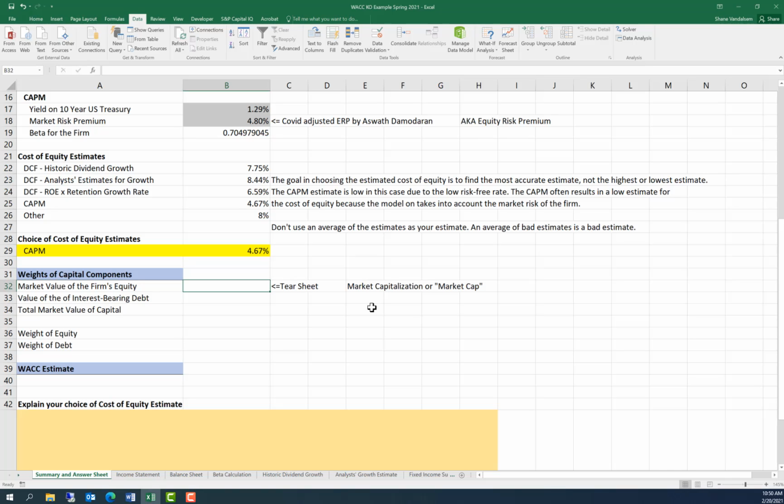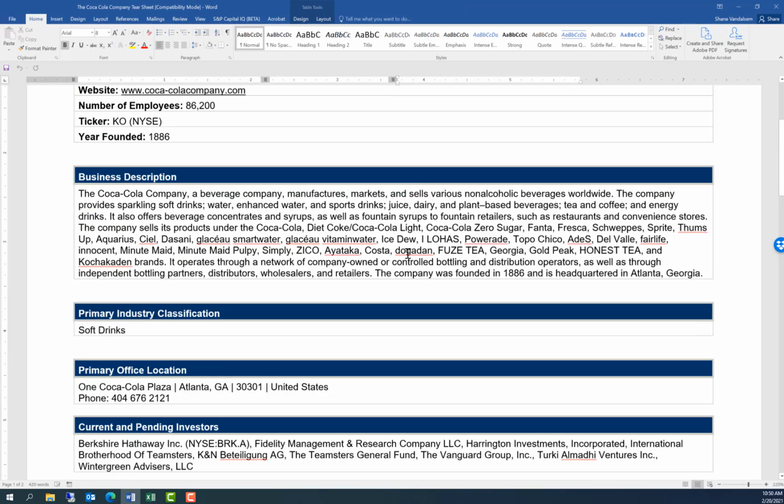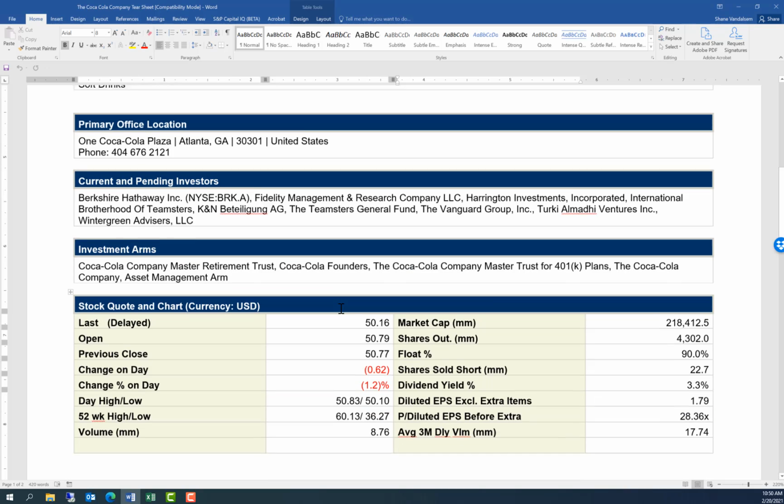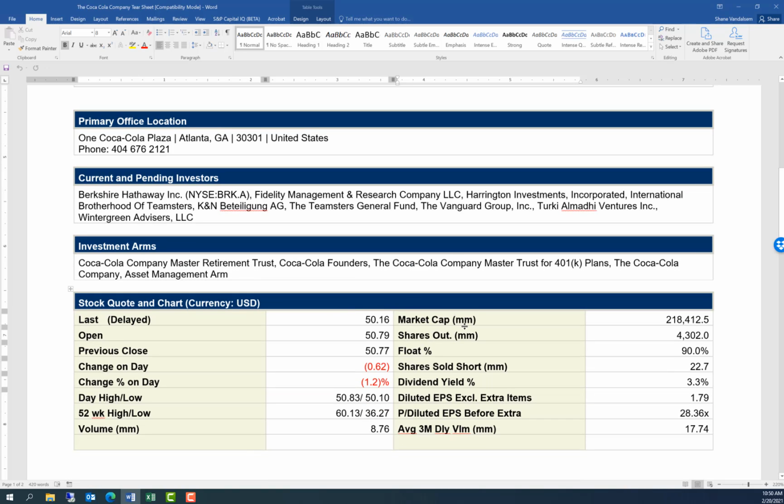So on the tear sheet, I'm going to pull that up again. Let's try that again. All right. So again, I'm on my first page here. I'm going to scroll down to market cap. So this is the market cap in millions of dollars. It's important to make sure you're using the same reference point there, whether it's in millions of dollars or thousands of dollars. So the market cap for Coca-Cola is $218,412,500,000. So pretty large company out there. So I'm going to use that number.